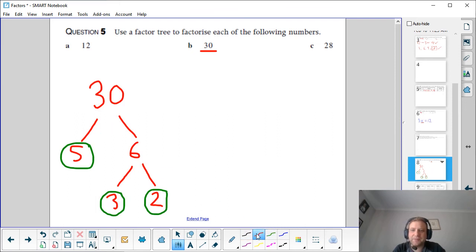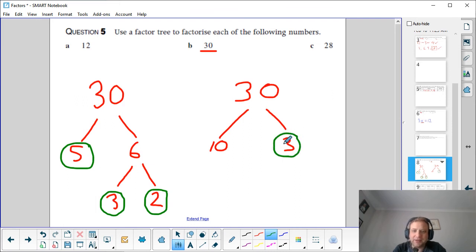So that's a factor tree. Now let's say that you didn't start with 5 and 6. Let's say you found 10 and 3. Right? People often look at 30 and think, 10 goes into 30. That's fair enough. So 10 and 3 makes 30. In this case, this is the one I'd be circling because I cannot break down the number 3.